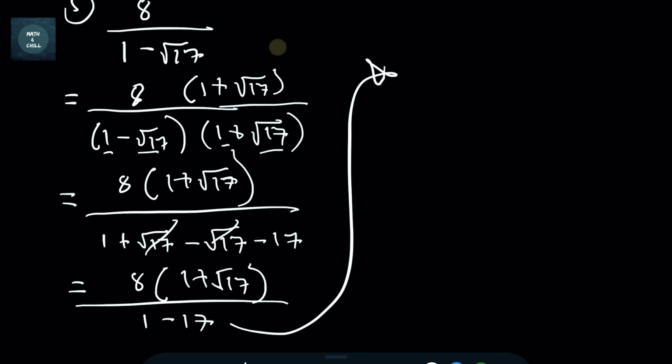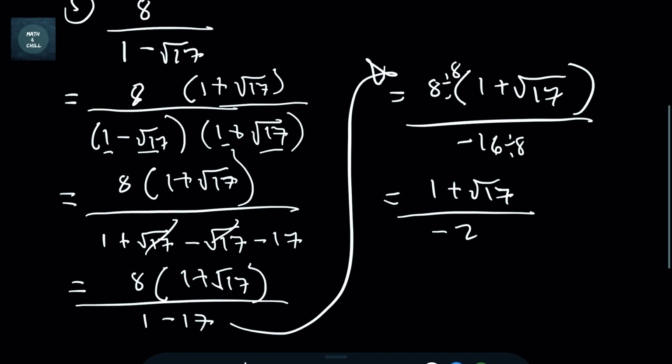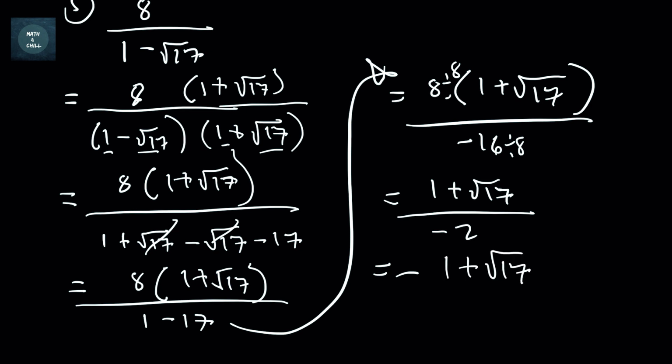Simplify further. This becomes 8 times 1 plus square root of 17 all over 1 minus 17, which is negative 16. Simplify, reduce to lowest terms, 8 over 16 divided by 8. This becomes 1 plus the square root of 17 over negative 2. Or this is equal to negative 1 plus the square root of 17 over 2. This is the answer.